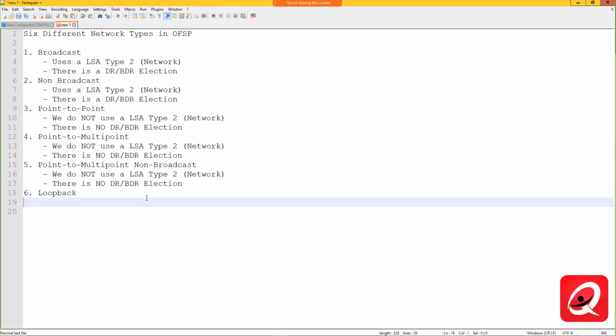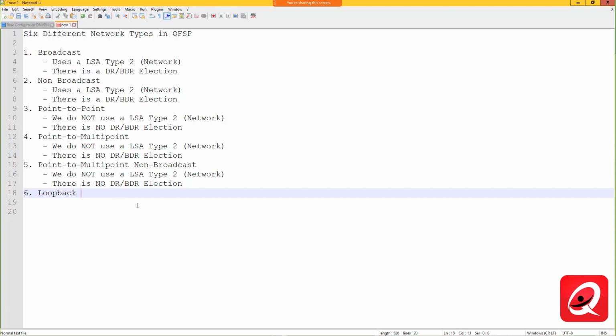All right? Obviously, with a loopback, that's not going to apply in either case. Loopback interfaces don't have any peers. So DR/BDR election is a moot point. Automatic neighbor discovery is a moot point because we don't have any adjacencies on those platforms.